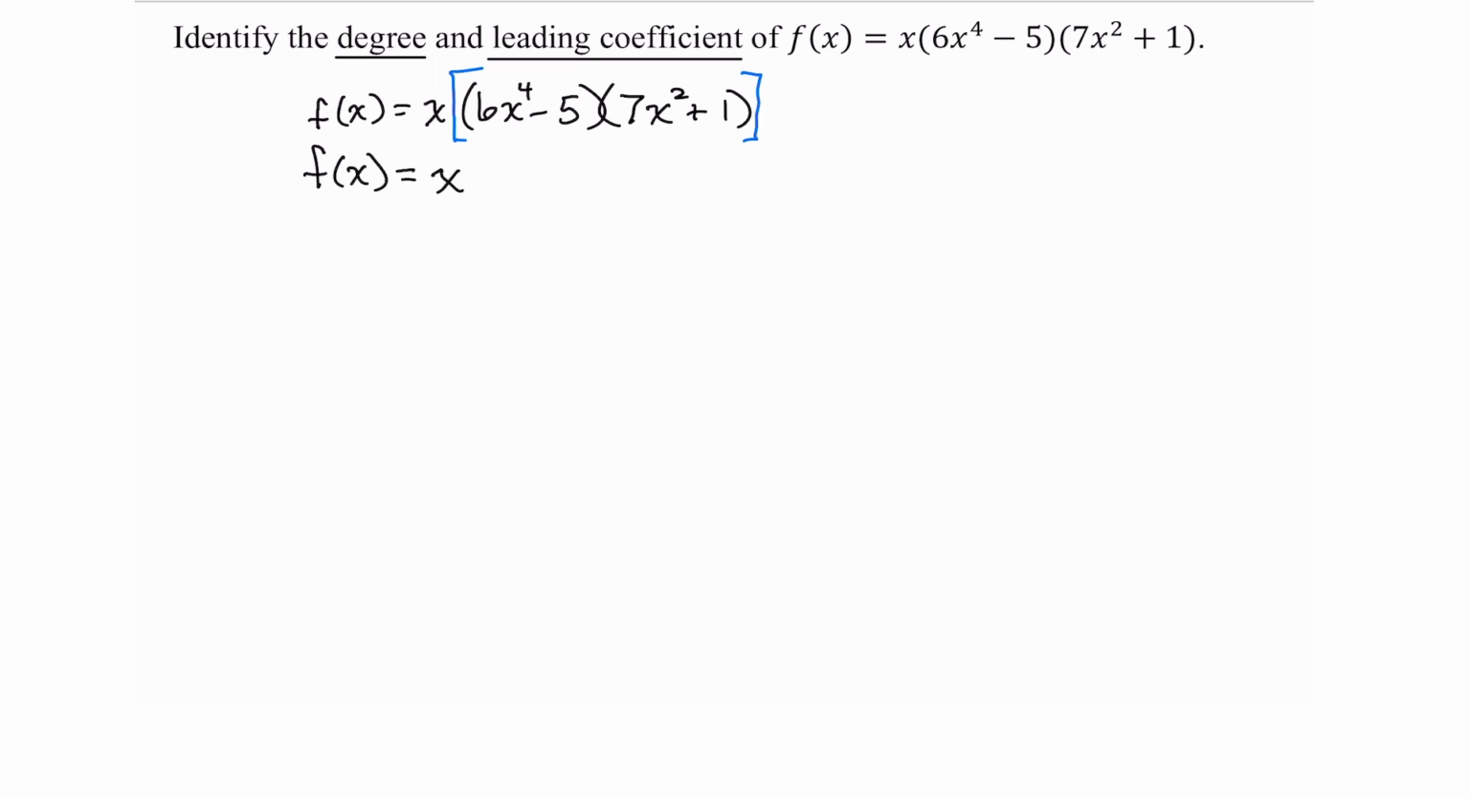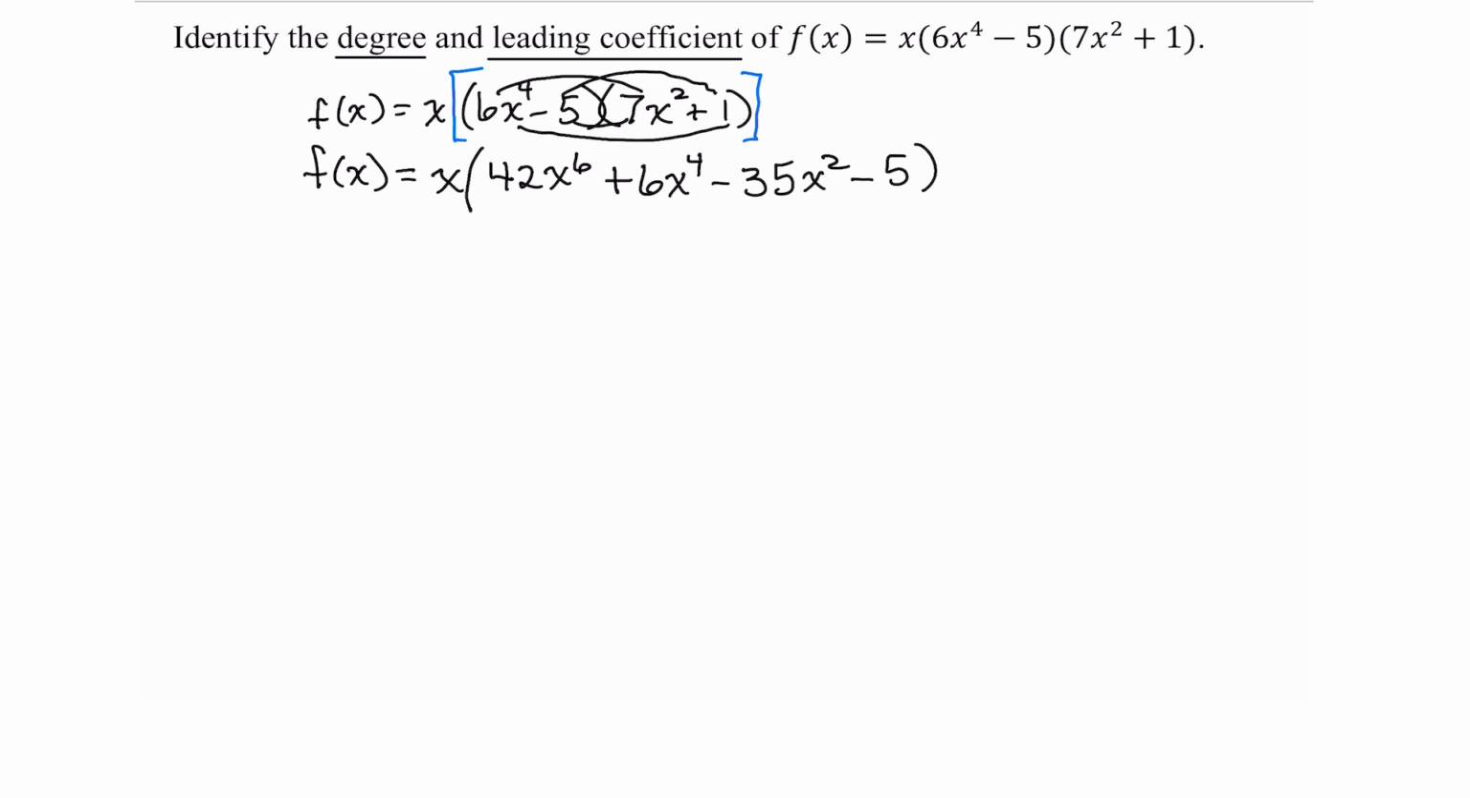So when we do that, we are going to show that we still have that multiplication of x after we get done with using the FOIL method and then collecting like terms if possible. So we're going to have 6x to the fourth times 7x squared. That's 42x to the sixth. And then 6x to the fourth times 1 is a plus 6x to the fourth. Minus 5 times 7x squared is a negative 35x squared. And then negative 5 times 1 gives me a negative 5.